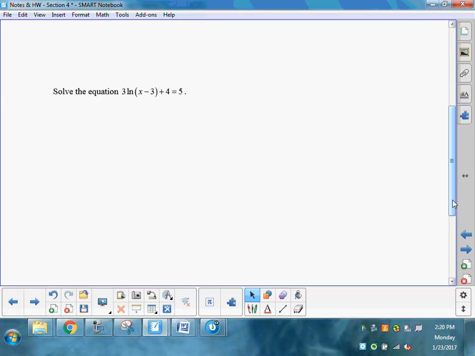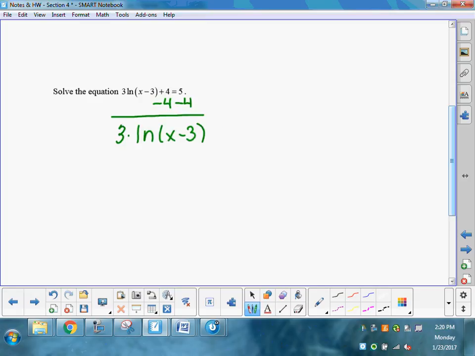What are you going to do to get an answer to that question? Let's start off. Jordan, what would your first step be to solve that? Subtract 4 from both sides. So I've got 3 times the natural log of the quantity x minus 3 is equal to 1. What would we do now from here? Lily? I would say divide by 3. So now I've got the natural log of the quantity x minus 3 is equal to 1/3. What would we do to work towards an answer from here?